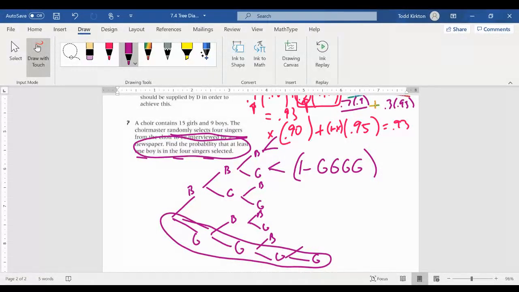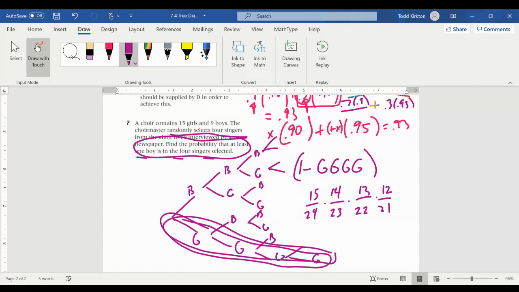You might not even need a tree diagram, because 15 out of 24 girls are selected or are in that group. Now we're down to 23 in the group, and we know 14 of them are girls because we selected one already. And then we're down to 22 and 13 and so forth. That's what's going to be on your tree right there. Then we're down to 12 out of 21. So that actually is the probability for 4 girls. If you take that away from 1, then you have the probability of at least one boy.